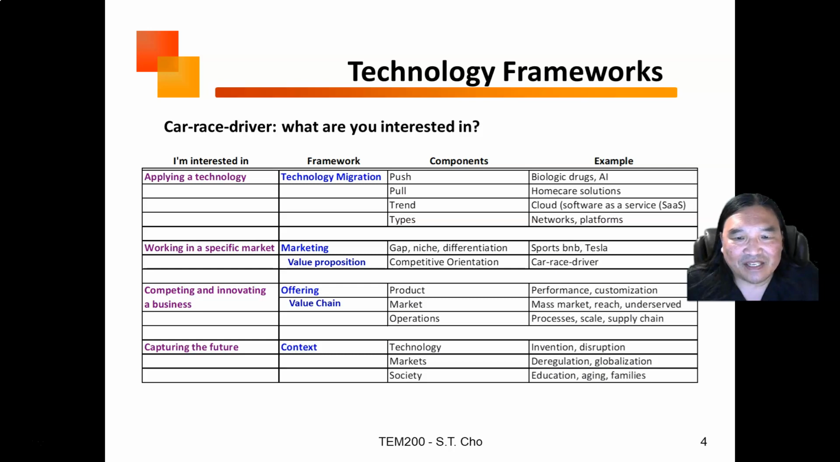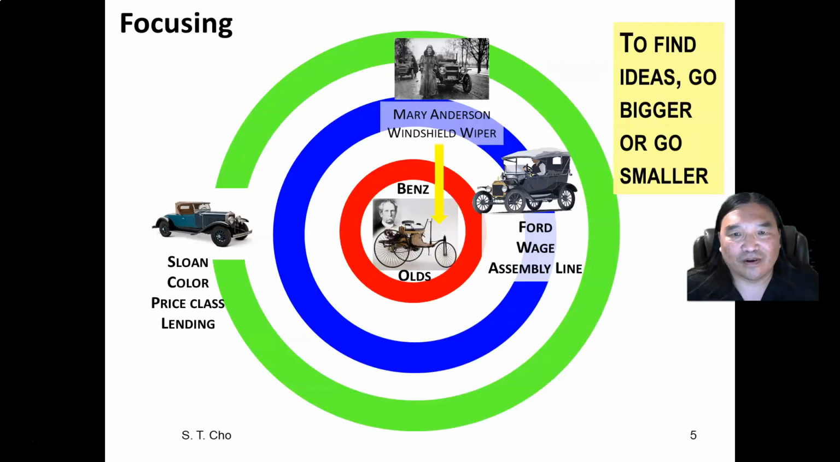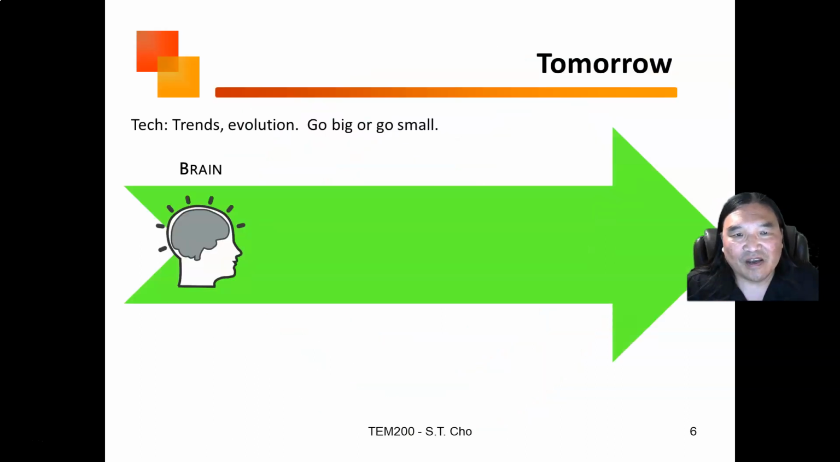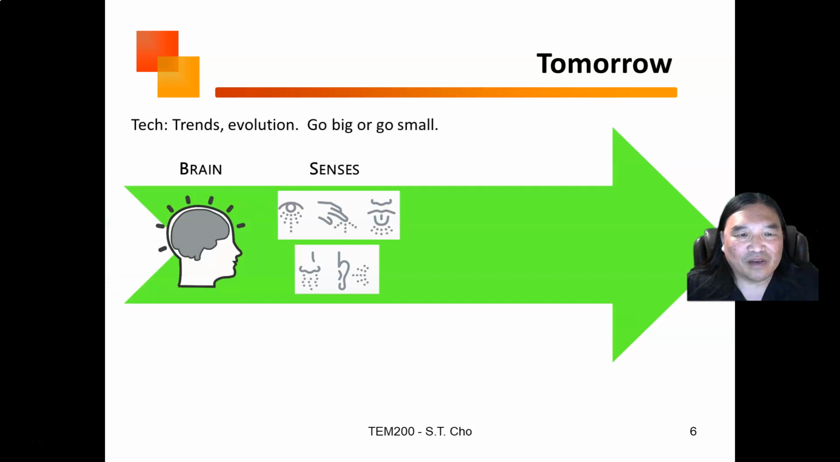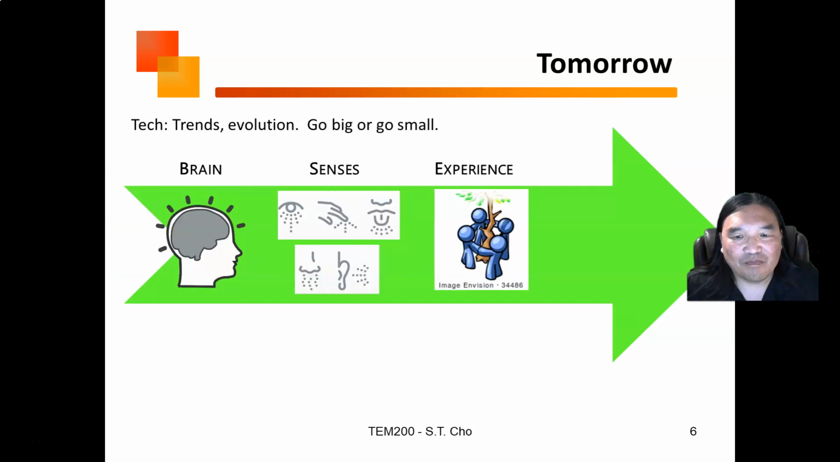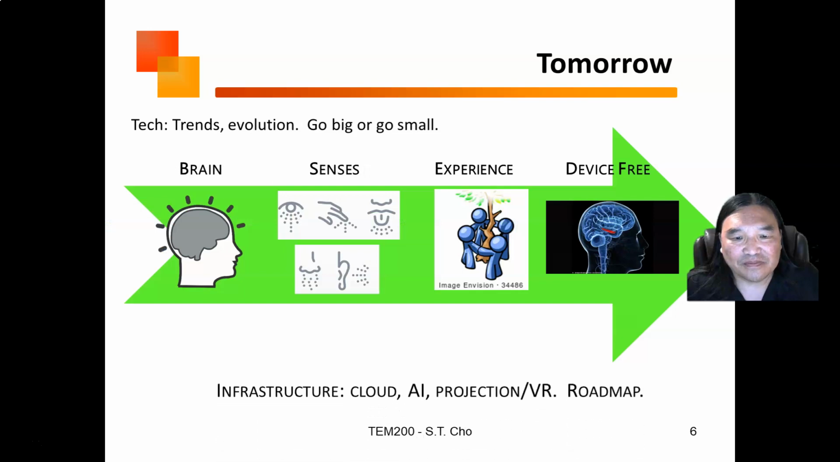Competing and innovating a business: I'm either going after the product, I'm going after the market, or I'm going after its operations, like its supply chain. And capturing the future: those societal problems that we have right now, like global warming or whatever, you can see what all those are. If you remember, we talked about if you want to find opportunity, go bigger or go smaller in the topic area that you're interested in. Go big or go small. And remember, what makes for a better you?